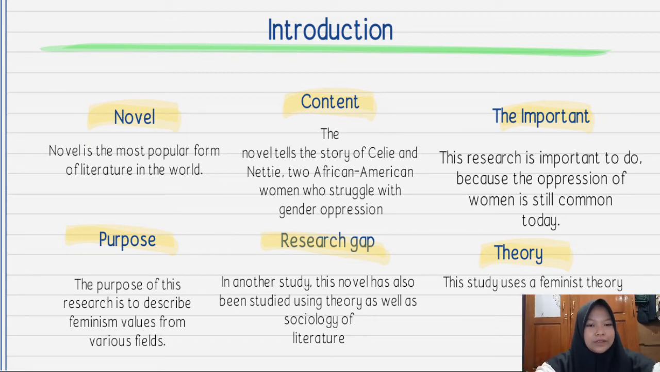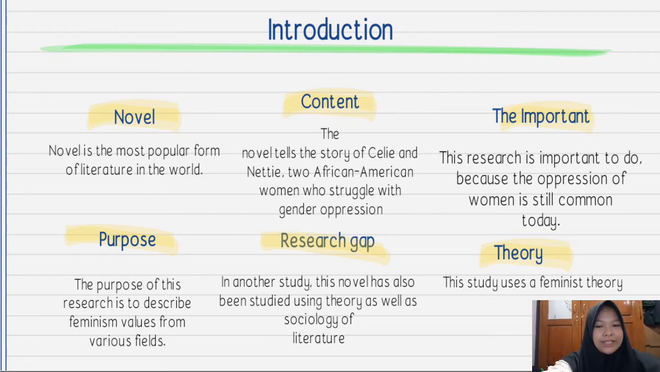In the second paragraph of the introduction, the writer explained about the content of the novel. Before that, The Color Purple is a novel published in 1982 by American author Alice Walker. The novel won the 1983 Pulitzer Prize for Fiction and the National Book Award for Fiction.